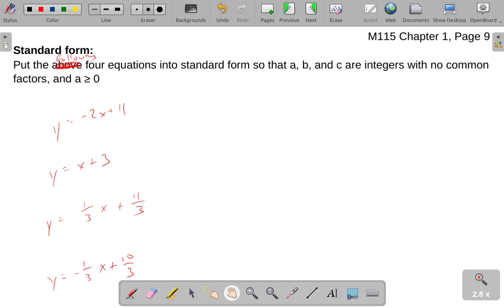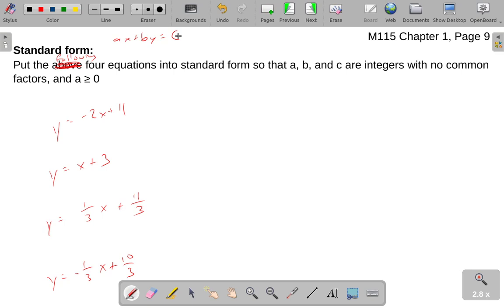Alright, this is one type of instruction that you will see when you're doing the homework that kind of throws people off, and I'm just going to show you how to do it. It's putting things into standard form. First off, standard form looks like this: Ax plus By equals C. Sometimes it's done with capitals, sometimes it's lowercase letters, whatever. But the point is the x's and the y's are on the same side of the equation.